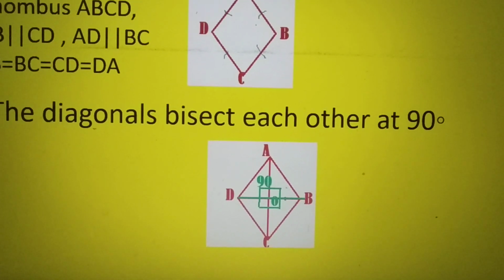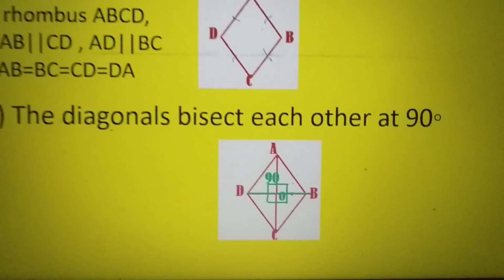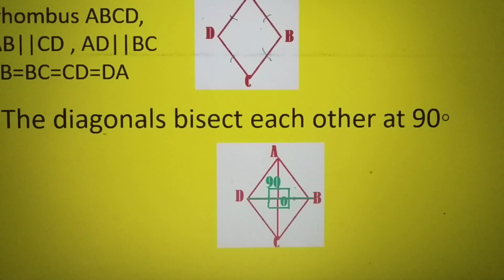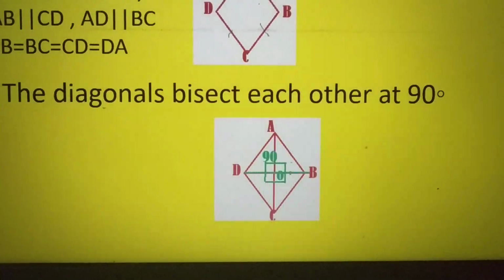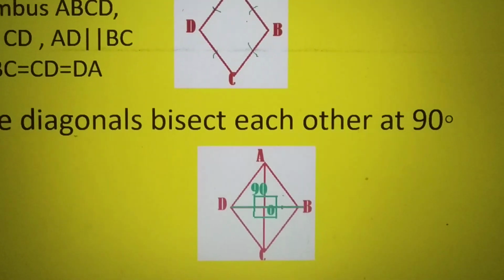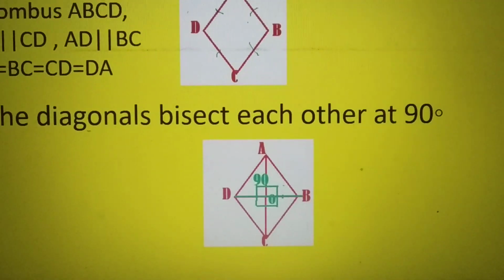In a parallelogram the diagonals already bisect each other, but apart from that, in rhombus they are bisecting each other at 90 degree. That is, in the middle you have the angle of 90 degree. This is very useful in using Pythagoras theorem.